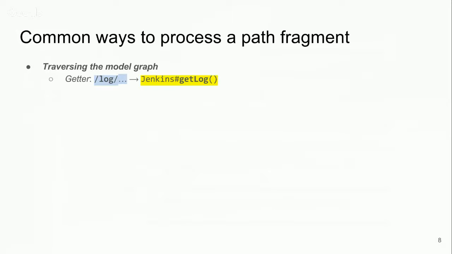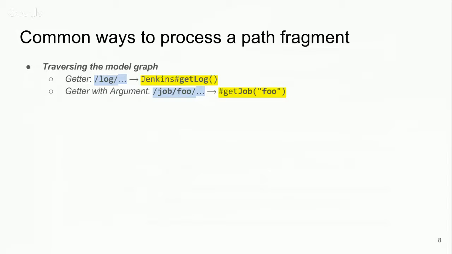So what are the common ways to process a path fragment? And by path fragment, I mean the part of the URL after the host name and before the query string. So everything between the slashes, basically. First, there are methods to traverse the model graph, such as calling a getter. For example, in Jenkins, if you access the log manager, or system log as it's called in the UI, /log, this will be translated by Stapler into a call to the getter getLog of the Jenkins object.